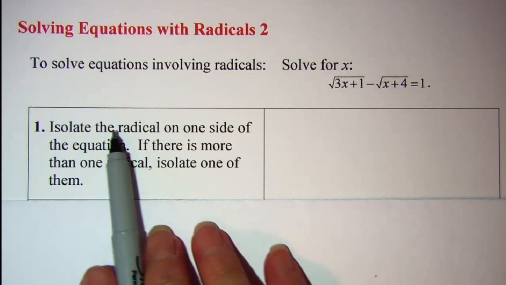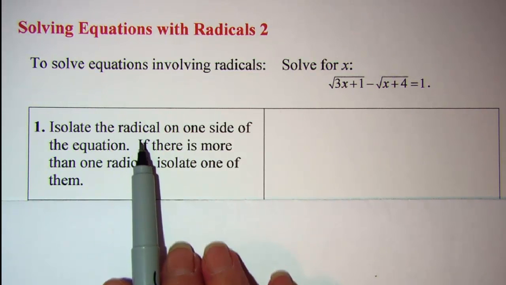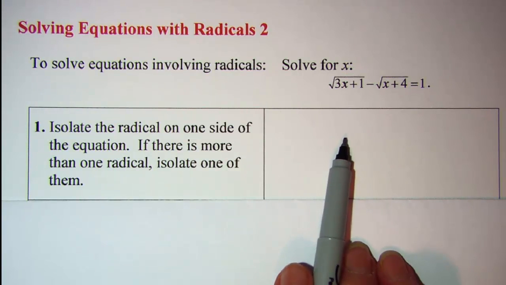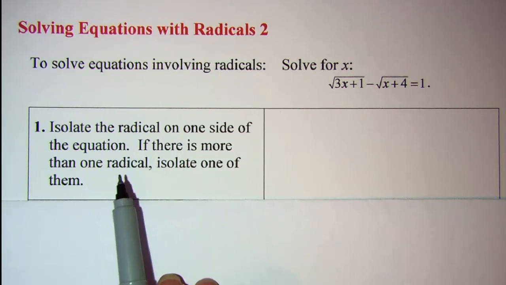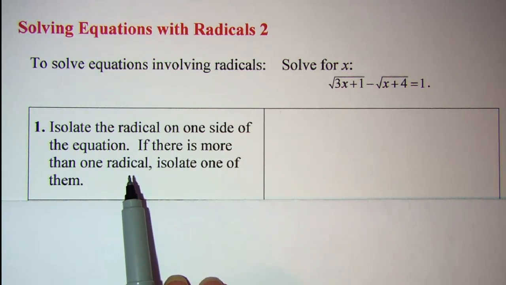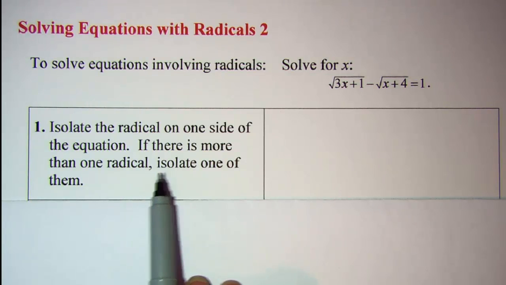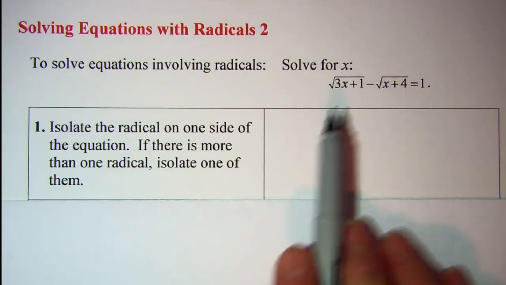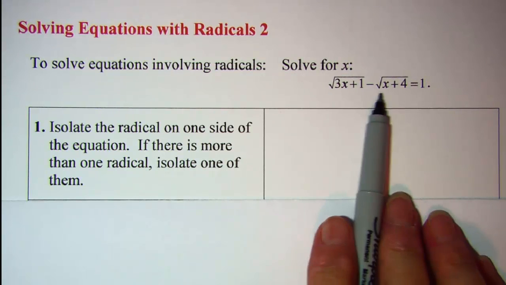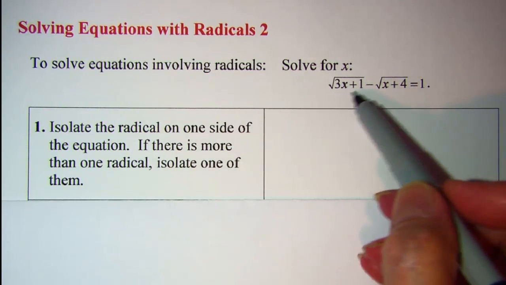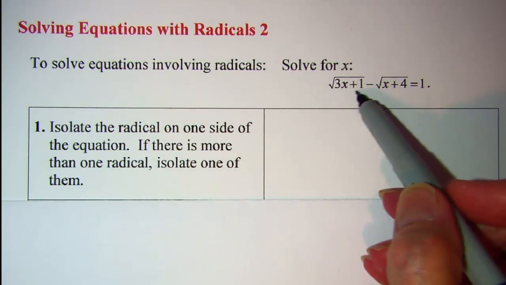Now I'll show the step that we'll be using here on the left, and then I'll actually do that step on the right. So our first step is to isolate the radical on one side of the equation. If there's more than one radical, isolate one of them. So here we see that we have two radicals. So I'm going to isolate the square root of 3x plus 1.